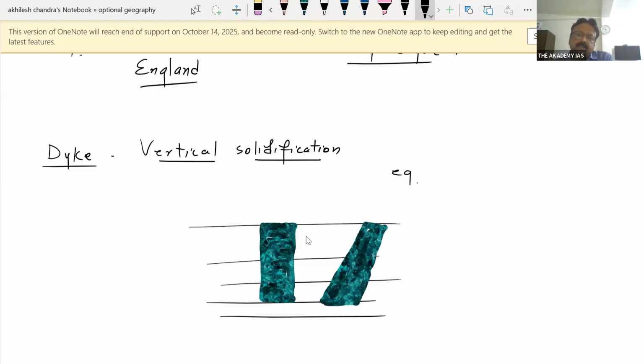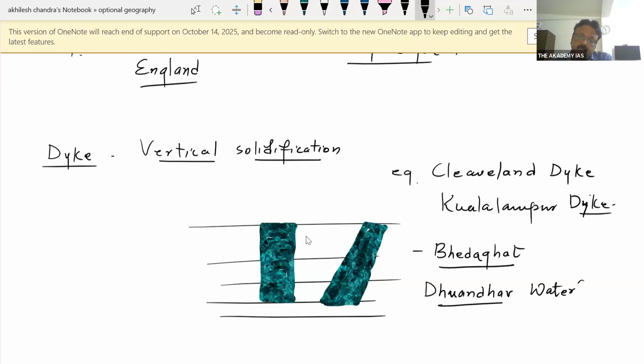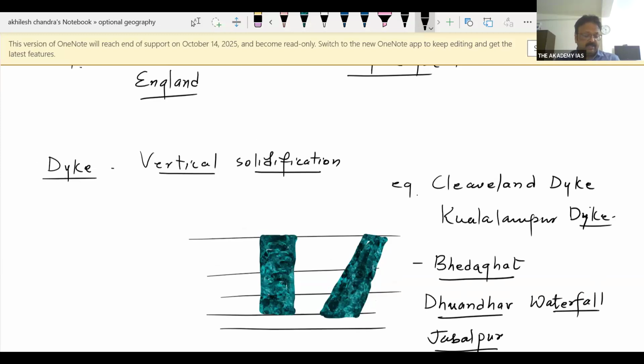And the best example, we have several dikes: the Cleveland dike, the Kuala Lumpur dike. And in India, we can see so many dikes near Bheda Ghat, a place where the Narmada is making water. There is the Dhuandhar waterfall, at Bheda Ghat in Jabalpur, and it is famous for several beautiful dikes over there. So vertical solidification of magma is what dikes are. So Narmada river, Dhuandhar waterfall, Bheda Ghat.